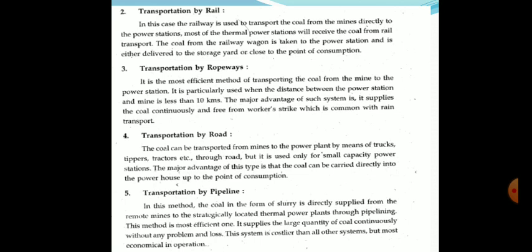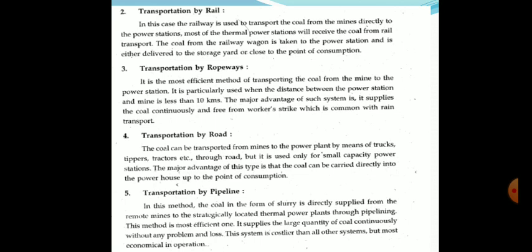consumption. Transportation by ropeways. It is the most efficient method of transporting the coal from the mine to the power station. It is particularly used when the distance between the power station and mine is less than 10 kilometers. The major advantage of such a system is that it supplies the coal continuously and is free from workers' strikes, which are common with rail transport.